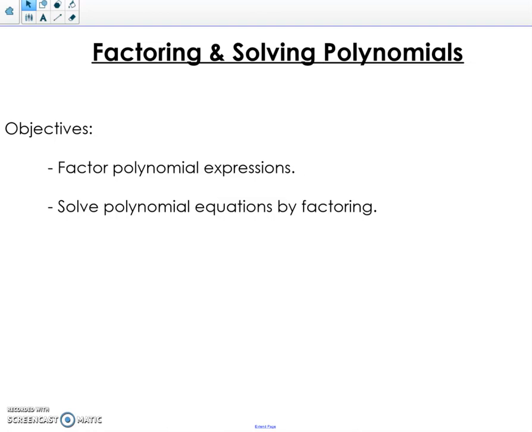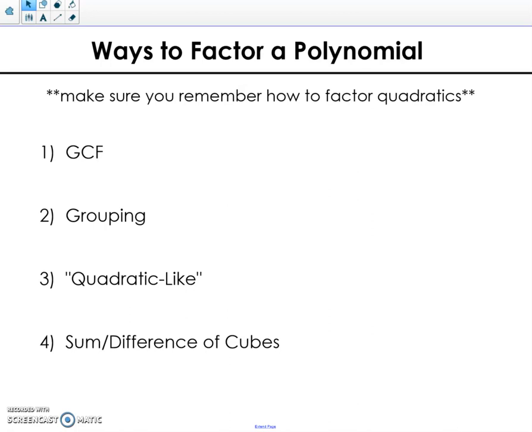In this lesson, we're going to look at the different ways to factor and solve polynomials. There are four main ways to factor a polynomial, and you want to make sure you can remember how to factor quadratics from the last unit. The first way will be the GCF, then we'll talk about grouping, quadratic-like, and then sum and difference of cubes.